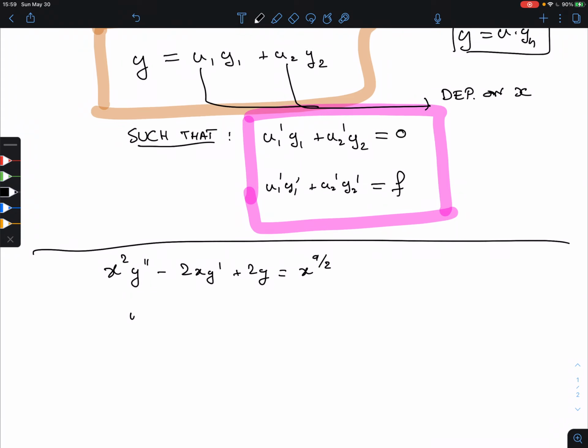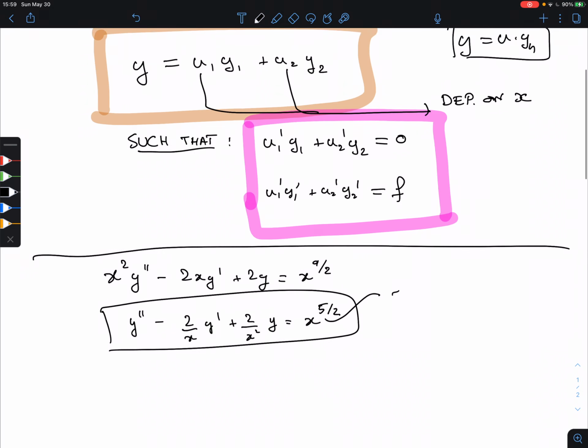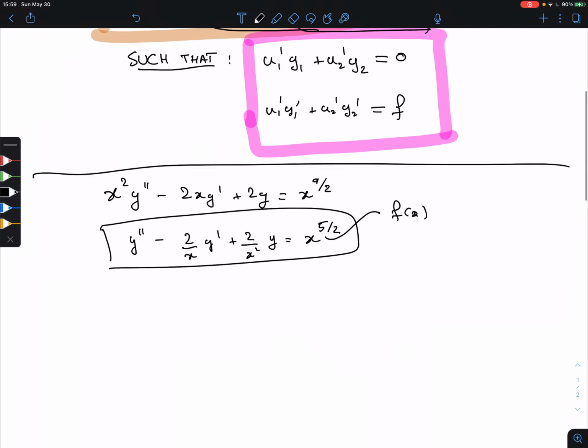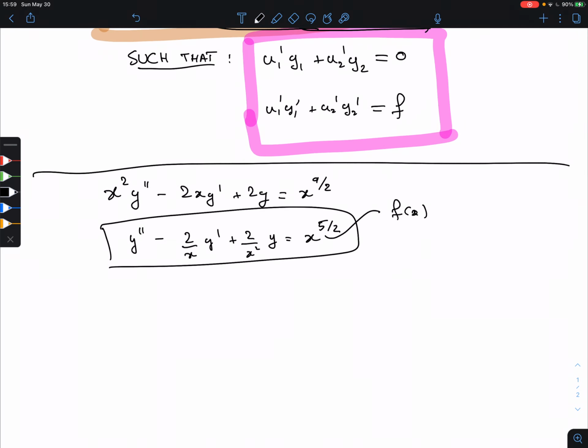So if I do this in standard form, I have to divide everything by x squared. So I get y double prime minus 2 over x y prime plus 2 over x squared y equals x to the, what happens here? We subtract 2 from 9 halves. That means 5 halves, right? So this is now in standard form. So this is going to be my f of x in this system. So let's write down the system. But I don't like u1 and u2, so I'm going to use u and v here.